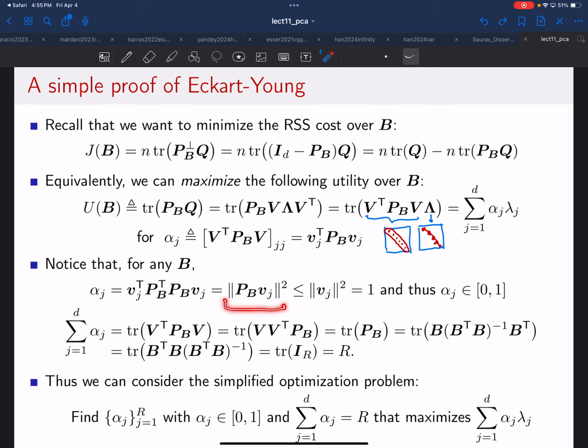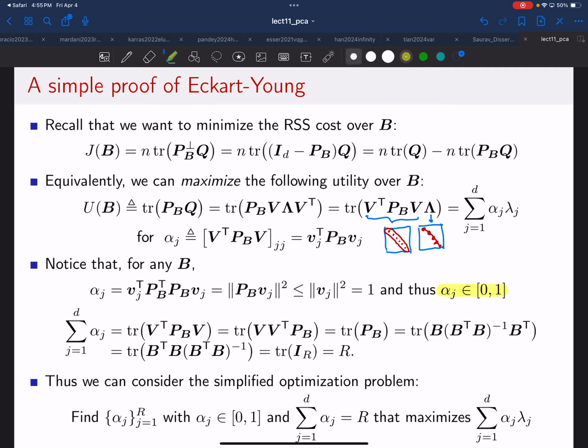Now, because PB has eigenvalues either 0 or 1, it can never grow basically the length of Vj. It can only shrink it, so we can upper bound it by the squared norm of Vj, and Vj was a unit vector, so that's 1. So in other words, you can see that this can't be negative. So this alpha j is somewhere between 0 and 1.